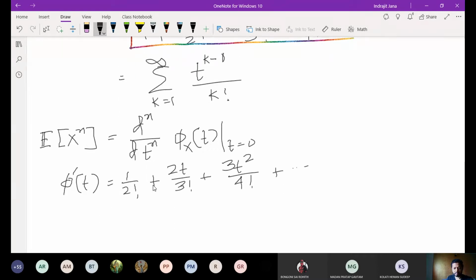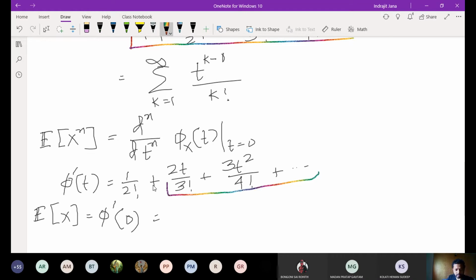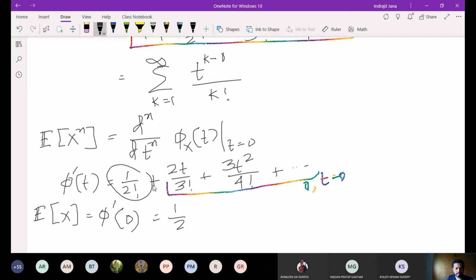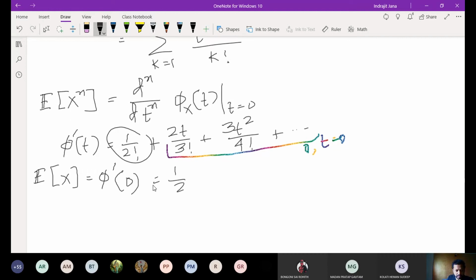If you plug in t equal to 0, the expectation of X is going to be the derivative at t equal to 0. So when you plug in t equal to 0, this whole part is going to be 0, and as a result you would see 1 over 2. Okay, so this is the one which will survive. Let's do the second one and we'll see the pattern.